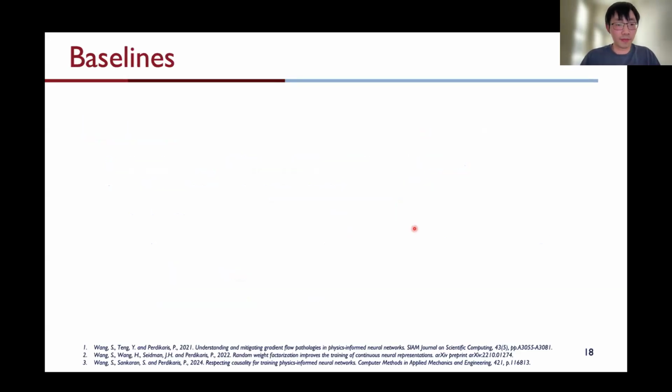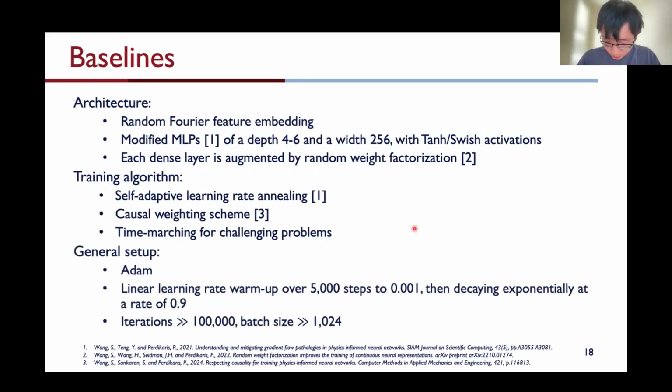Here, I want to introduce the baseline. For the architecture, we use random feature embedding to mitigate spectral bias. We use modified MLPs of reasonable depth and width with different activation functions depending on their performance. Each dense layer is augmented by random weight factorization. For the training, we use a self-weighting scheme to balance losses. We use causal weighting to impose causality, and we use time marching for tackling more challenging problems.